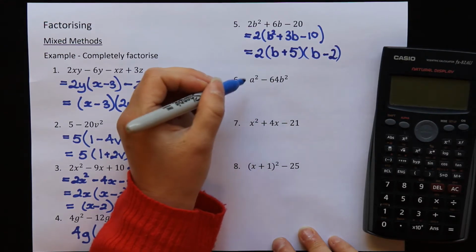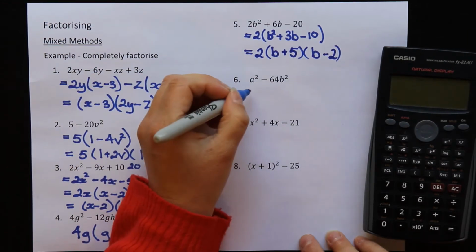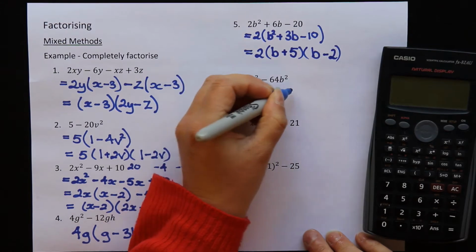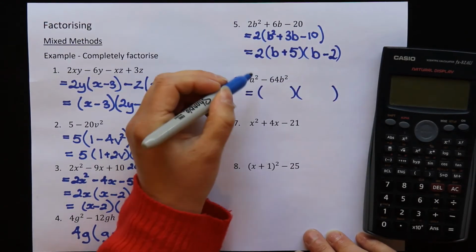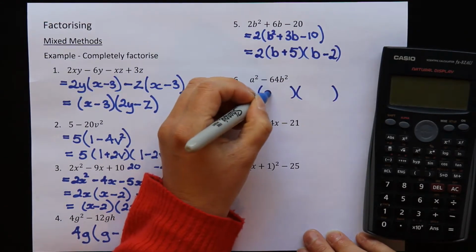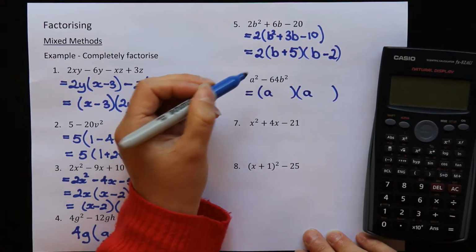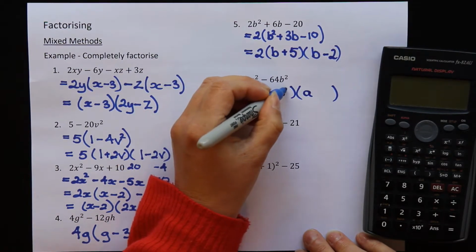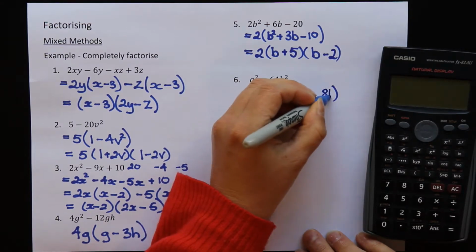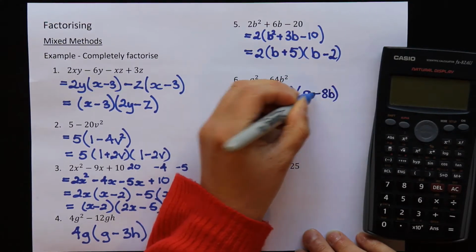Question 6, 2 terms. No, they look like they can be square rooted. This is a difference of 2 squares. So we can go straight to our double bracket here. Square root of a squared is a, goes at the front. Square root of 64b squared is 8b. One's a plus and one's a minus. Done.